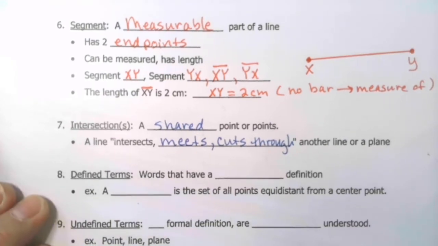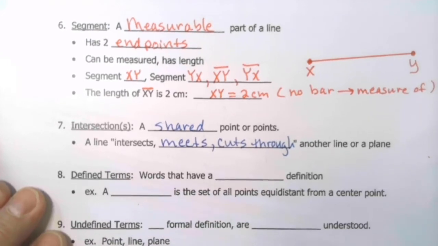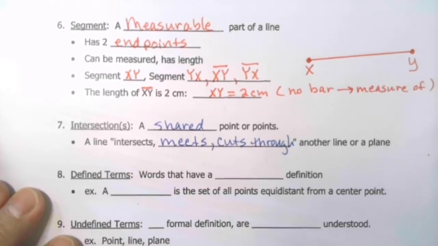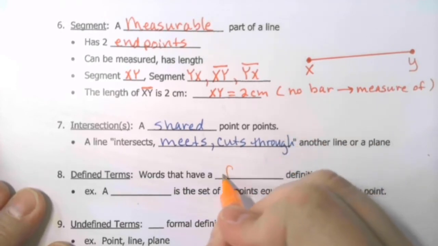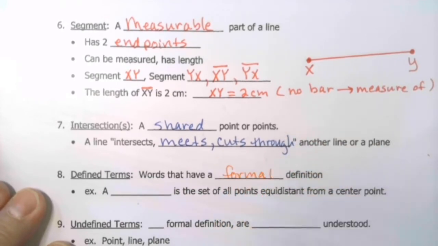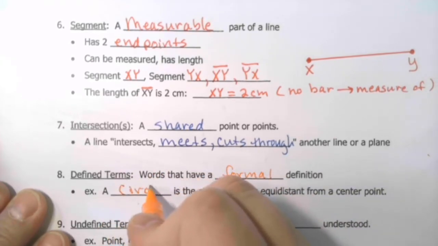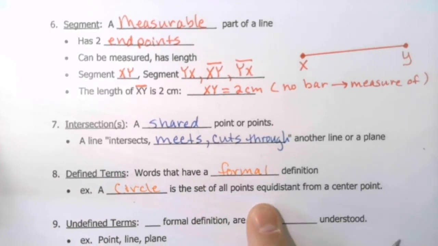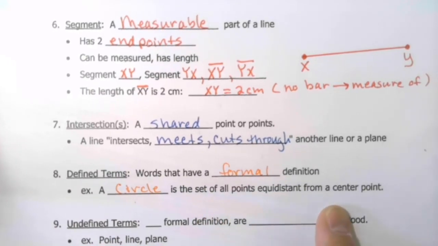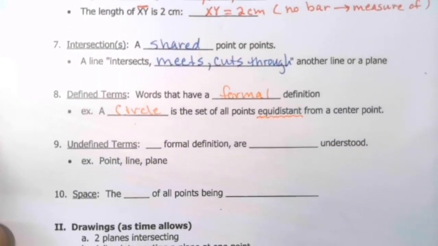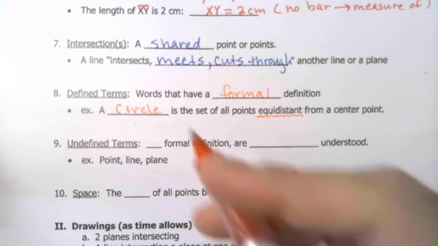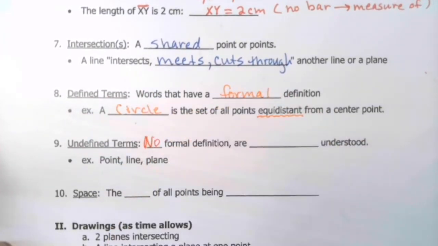Okay, number 8, defined terms. And you'll notice number 9 is undefined terms. Defined terms are words that have a formal definition. For example, a defined term is a circle because we can define it. It's the set of all points equidistant from a center point. And we did equidistant on our last section of notes. So defined has a formal definition. Undefined, there is no formal definition.